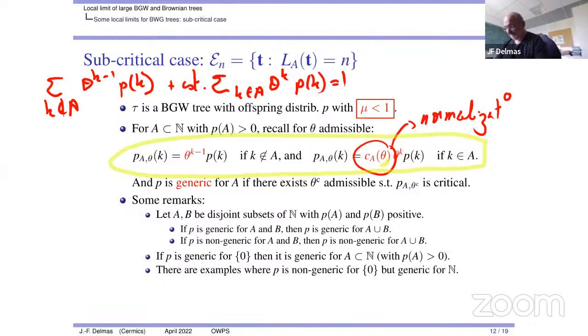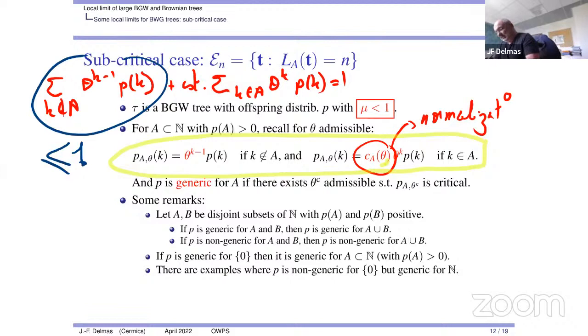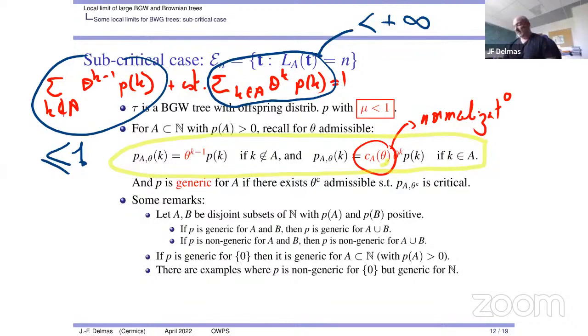Is this okay? So any theta less than one is admissible. So if, for example, the generating function of p at theta is finite, is less than one, then theta is admissible. And if not, you need this quantity, as I said, to be less than one, and this quantity to be finite. So this is a condition to have theta admissible.